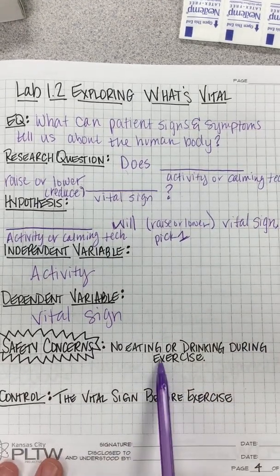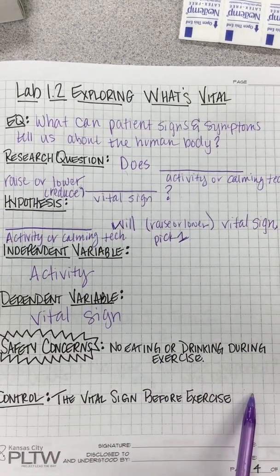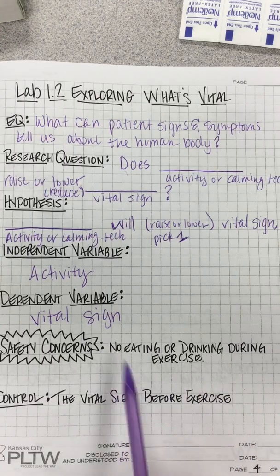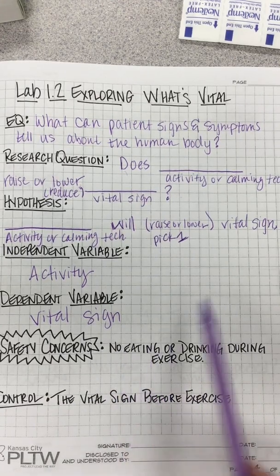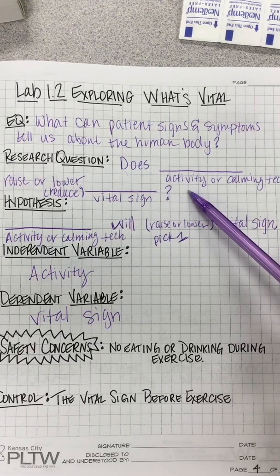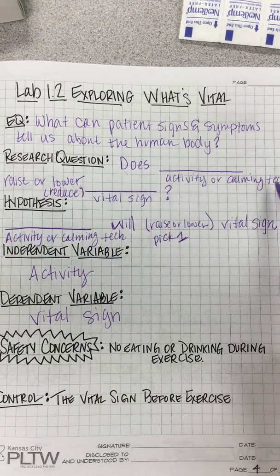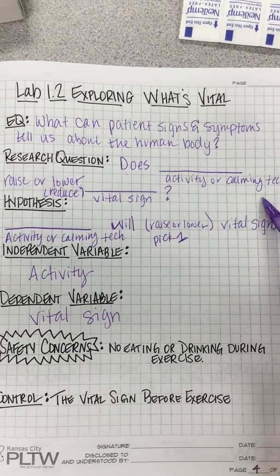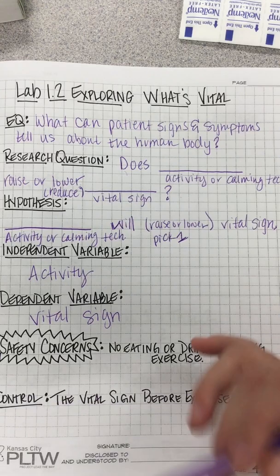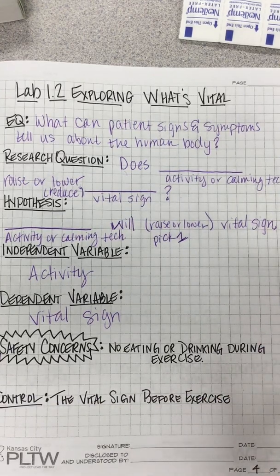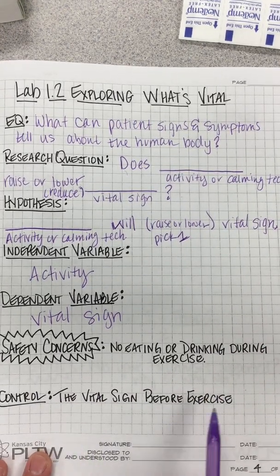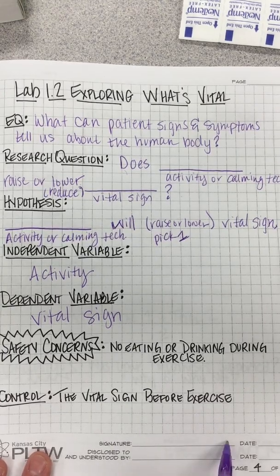Okay, safety. No eating or drinking during your exercise. It cannot be does drinking 3 glasses of water quickly. Your activity needs to be something more like push-ups, jumping jacks, running, burpees. We've had all sorts of things like that. Calming techniques can be some sort of meditation, a calming moment, anything like that. I had someone who listened to classical music one time. Anything that you think will calm you down. Okay, and then our control is we're going to take our vital sign before exercise.